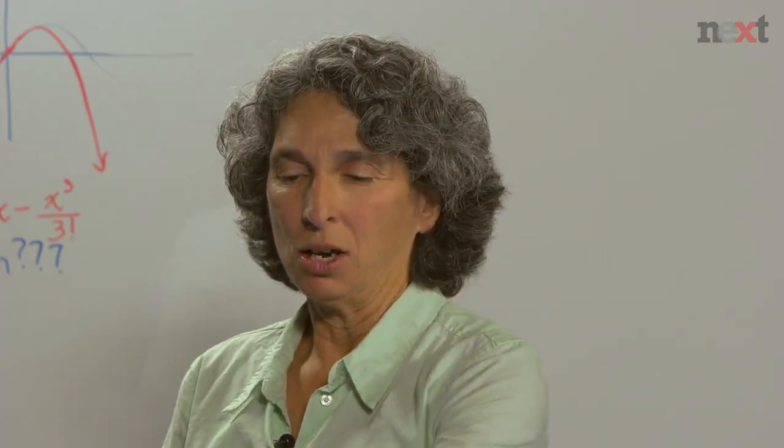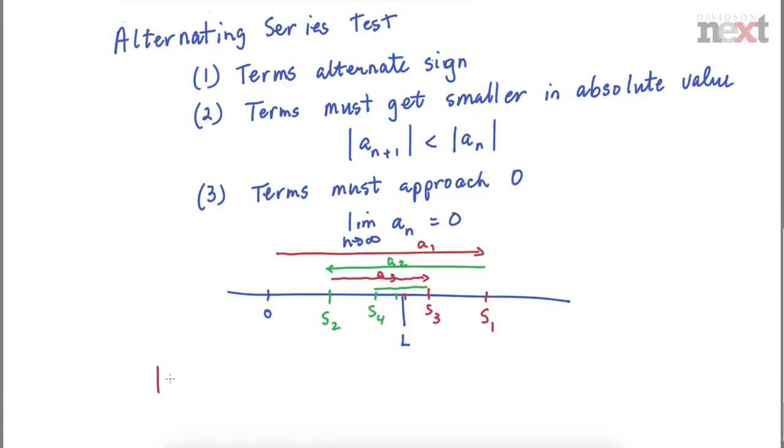Let's look at the classic example of the alternating series test, and that is to confirm that this alternating harmonic series, 1 minus a half plus a third minus a fourth, and so on, does in fact converge. And it converges because of this alternating series test. Terms are getting smaller in absolute value, alternate in sign, and the term values approach 0.